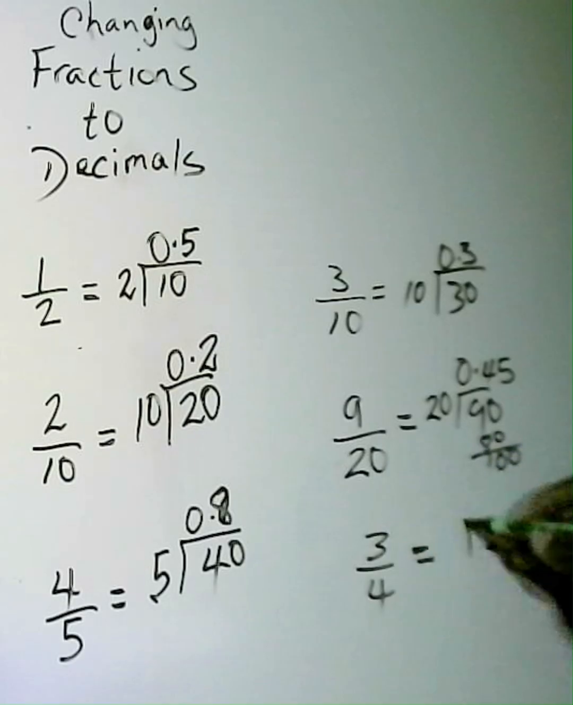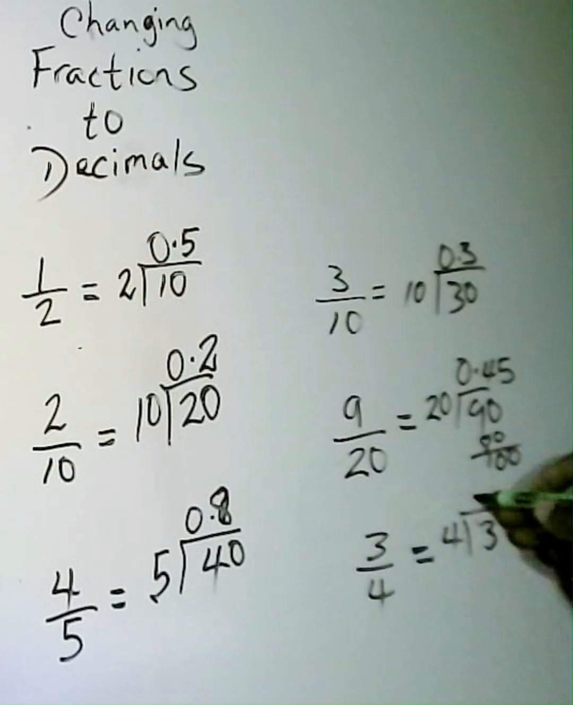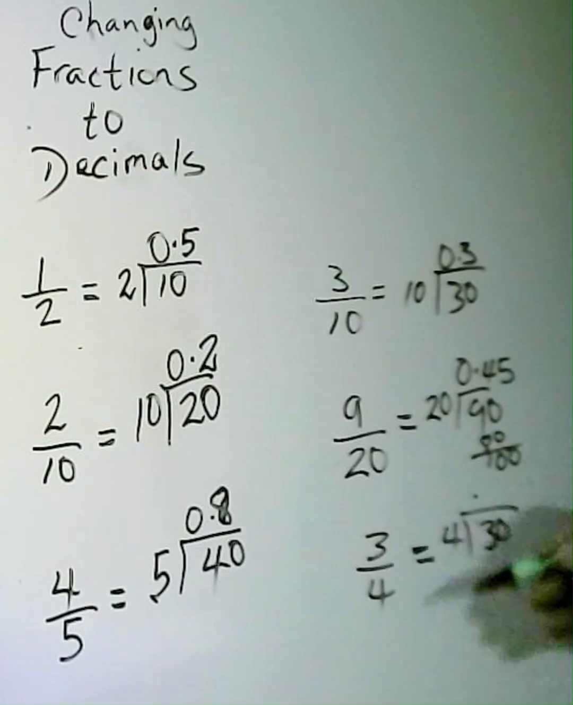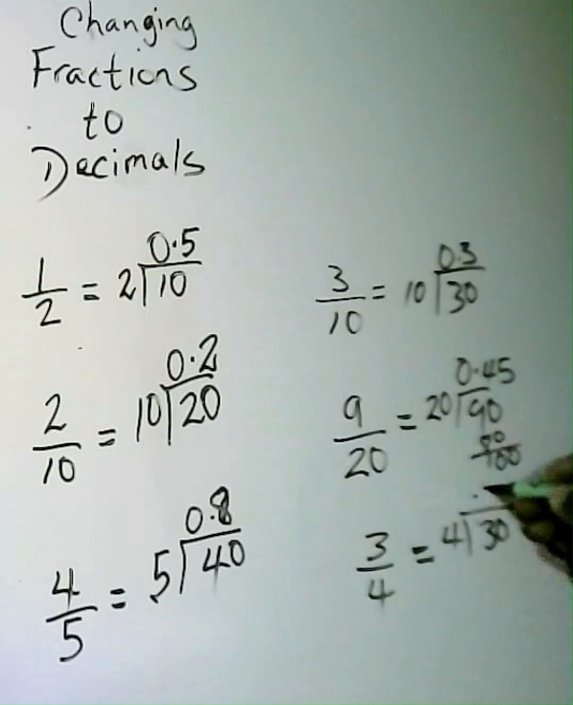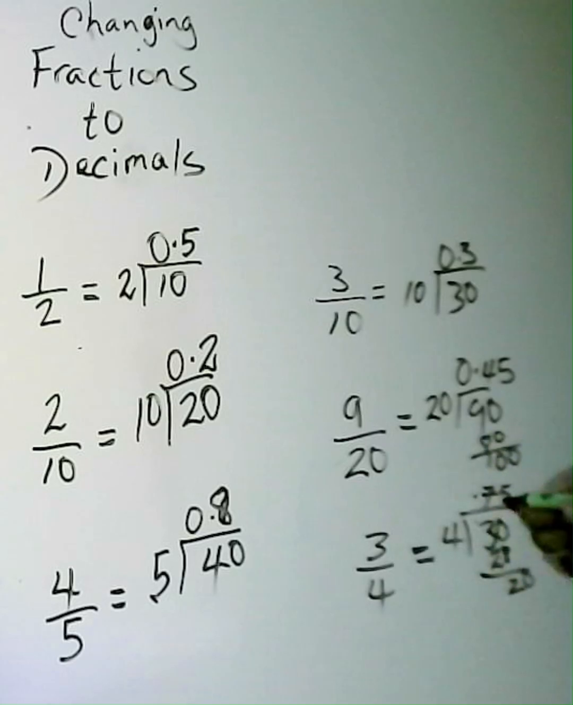3/4 becomes 3 divided by 4. 4 into 3 you can't, so 0, point. 4 into 30 goes 7. 7 times 4 is 28. 2 left over. Another 0. 20, 4 into 20 goes 5.